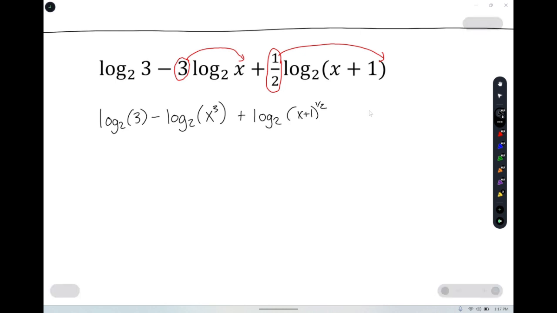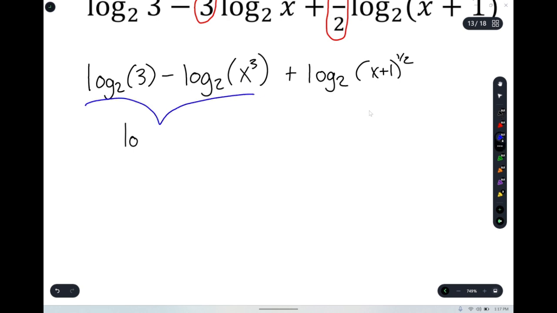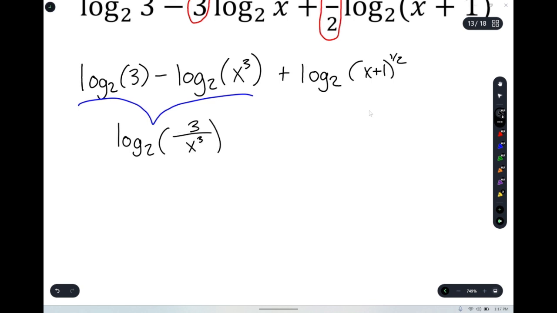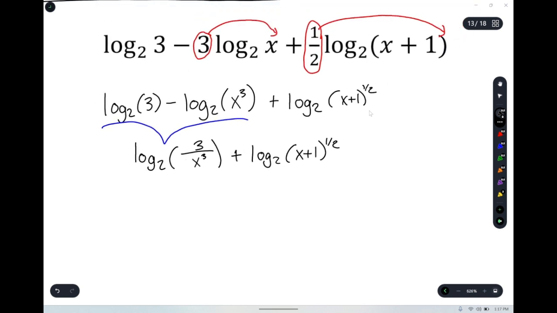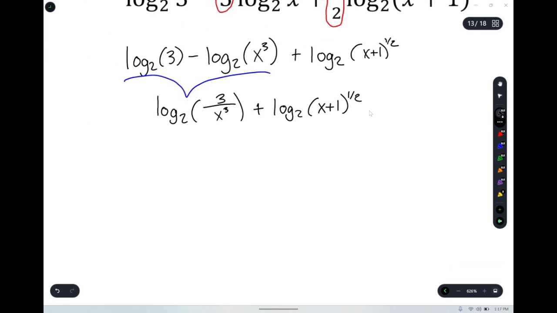And what happens when you divide something? Or, dang it. No, I just messed it up. Yeah, when two logs are subtracted, you can actually rewrite them as log 2 of 3 over x cubed. Plus all the other stuff stays the same. Haven't messed with it yet. Now what? If two things are plussed, then you multiply them. Log 2 of big old parentheses because we're getting kind of ugly now. 3 over x cubed times x plus 1 to the 1/2.